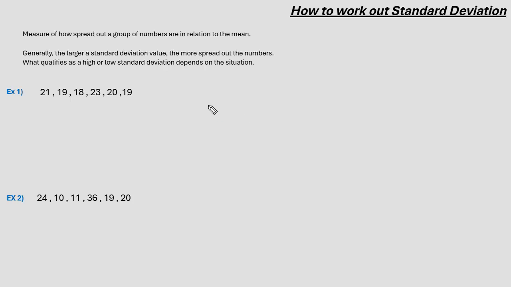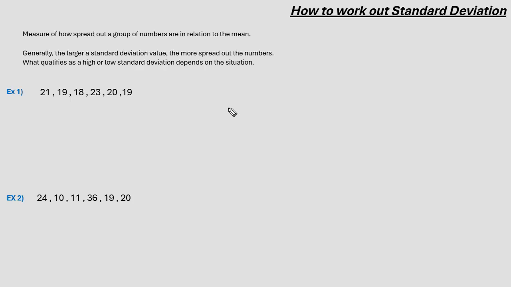The standard deviation is a value that can tell us how spread out a group of numbers are in relation to the mean value. And generally, the larger a standard deviation value is, the more spread out numbers will be. And we can see how this works with two basic examples here of a group of 6 numbers.